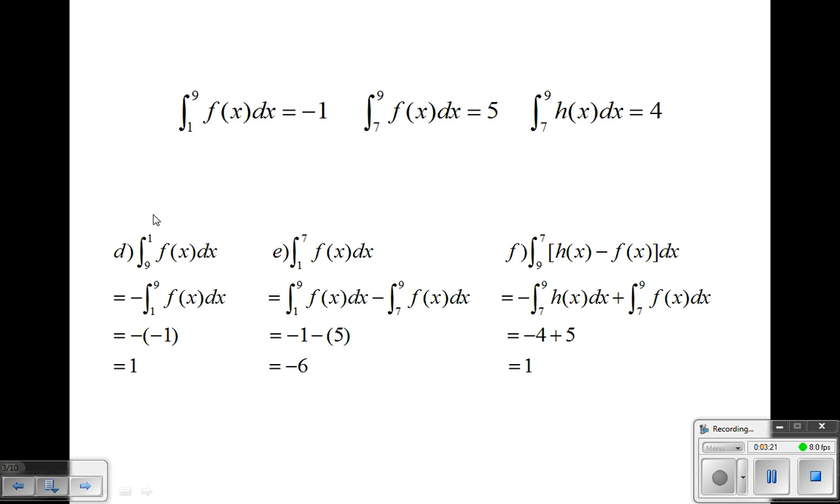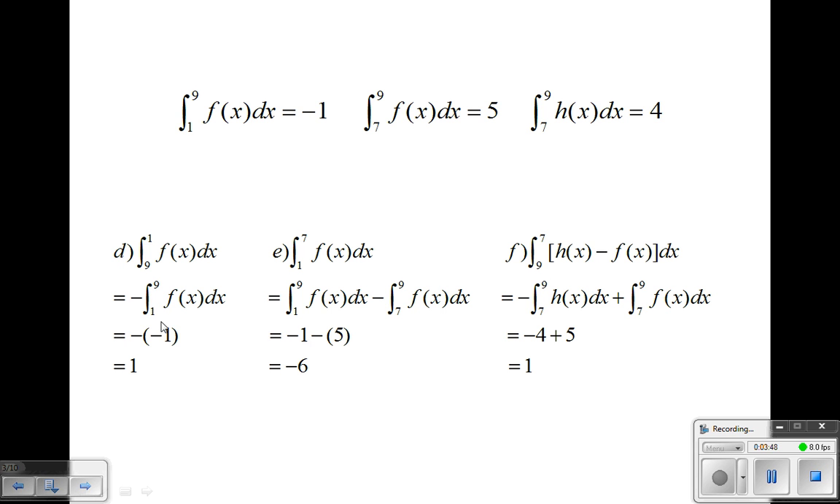Okay, so this is a continuation, picking up from where we left off. It's now part D, and it has the integral from 9 to 1 instead of 1 to 9. When the limits on the integral sign are flipped, you can flip them back and put a minus sign out in front. So just something to remember at this point: if you flip the limits, make sure you put a minus sign.